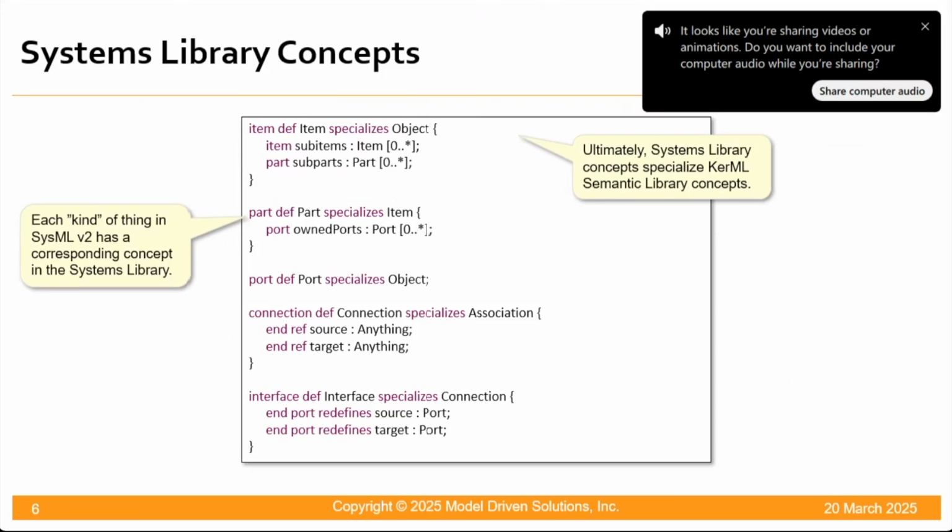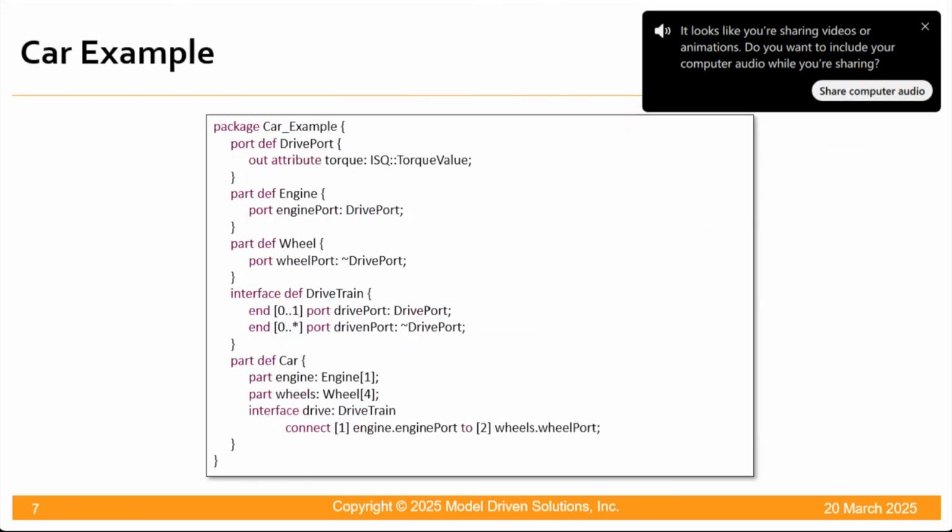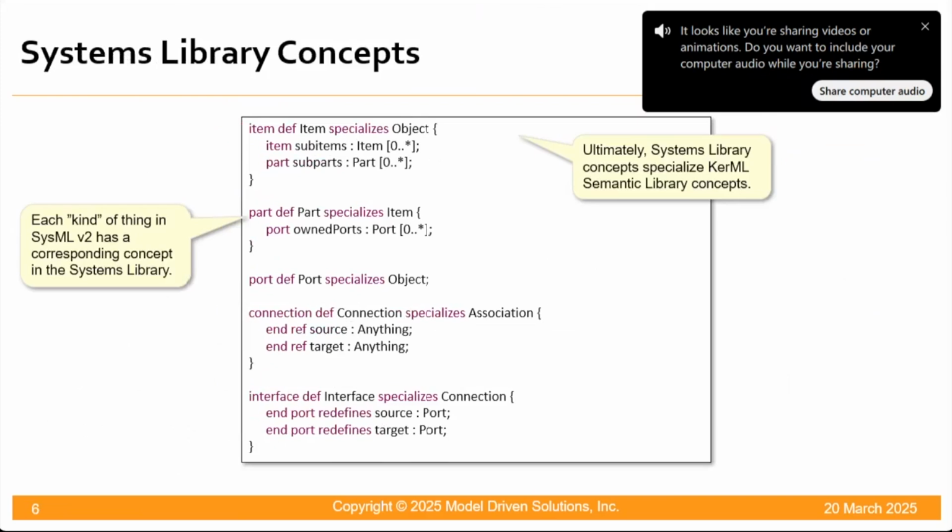So binary connection have a source and a target that can be anything, but an interface has to have, redefines those. So you have a source that's a target that are ports. Right, so this is just a very simple example that I could have said without showing that and just described to you what parts and ports and interfaces are and how they're related. You know, a part can have ports and then an interface is a connection between two ports.